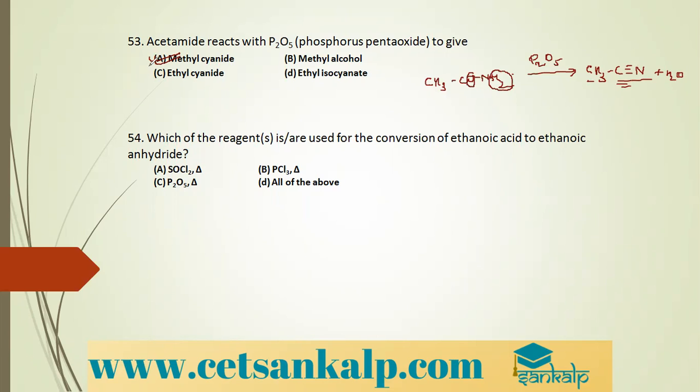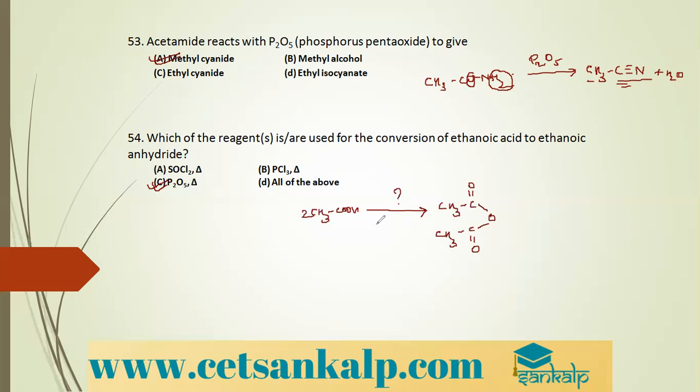Which of the reagent or reagents is used for the conversion of ethanoic acid to ethanoic anhydride? Same question repeated. So you have ethanoic acid, CH3COOH. I'll take 2 molecules of it. They have asked what you are going to use to convert it to ethanoic anhydride, CH3C double bond O. Sometimes anhydrides are represented like this also. So which is the reagent used? It is phosphorus pentoxide.